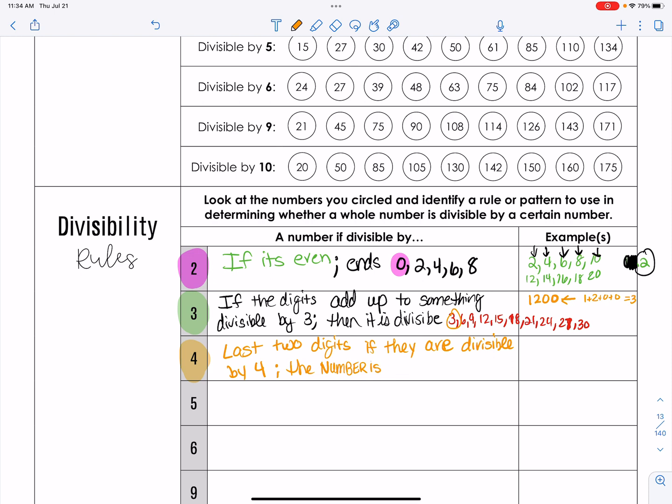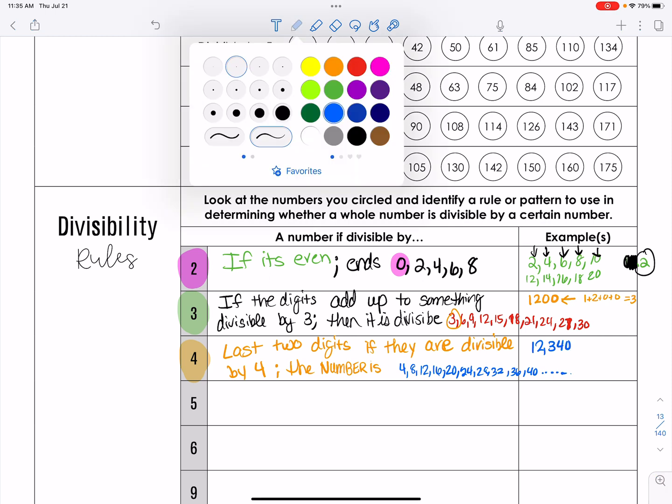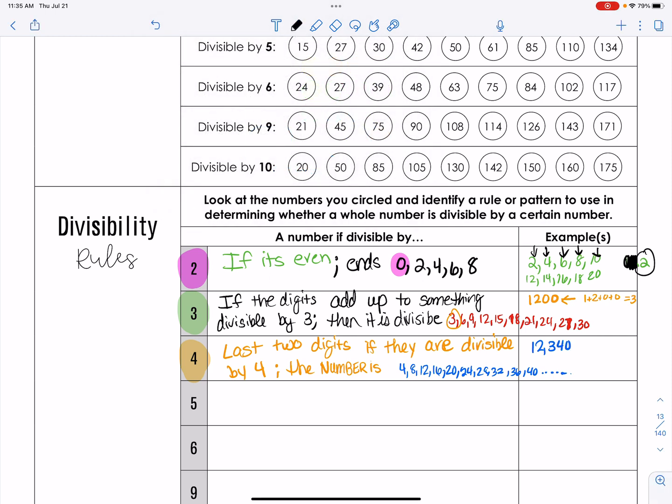It's kind of like 3s where you've got to know the numbers for 8, 12, 16, 20, 24, 28, 32, 36, 40. You've got to know those numbers less than 100 that are divisible by 4 to make this rule work. Okay, so if I gave you a number like 12,340, that's a big number. You're going to ignore all these numbers and just look at the last 2. Is 40 divisible by 4? Yes. So then this number is divisible by 4. You just look at the last 2 numbers.